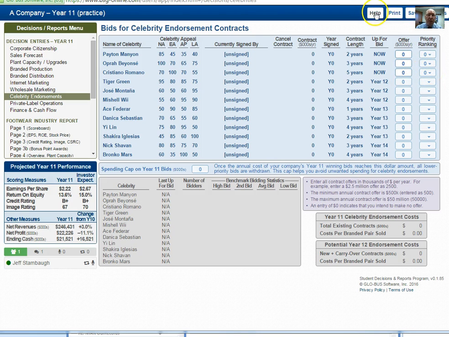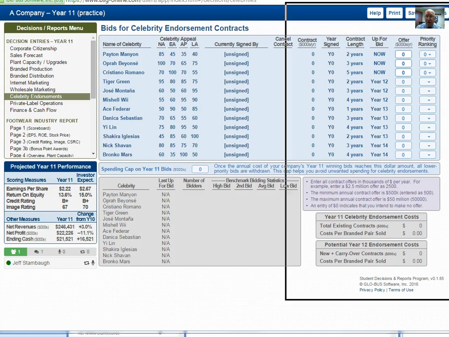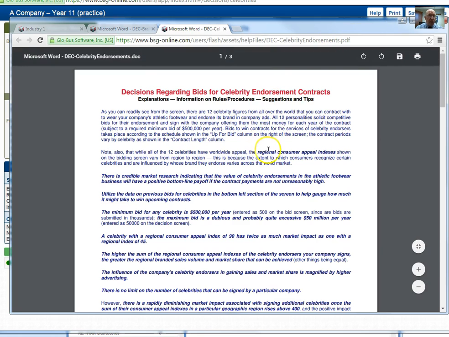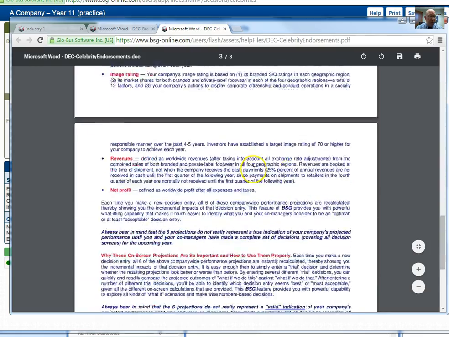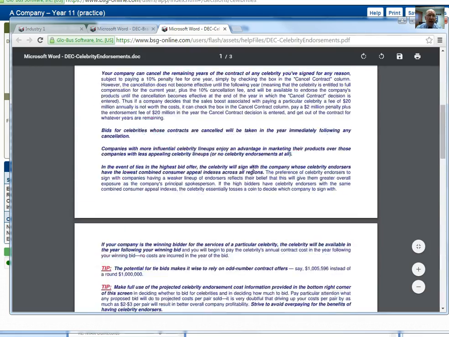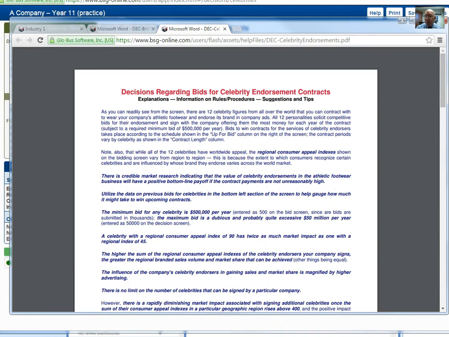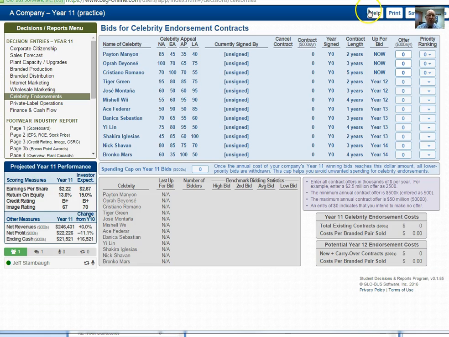And let me just show you again about the help screens. It actually pops up over my other screen, so I have to bring it in. But if I have a question about celebrity endorsements, I want to go to the help screen, because in these 3 pages, it's going to give me a lot of good information. Therefore, particularly early on in the simulation, I think you should be clicking up here for help quite a bit.